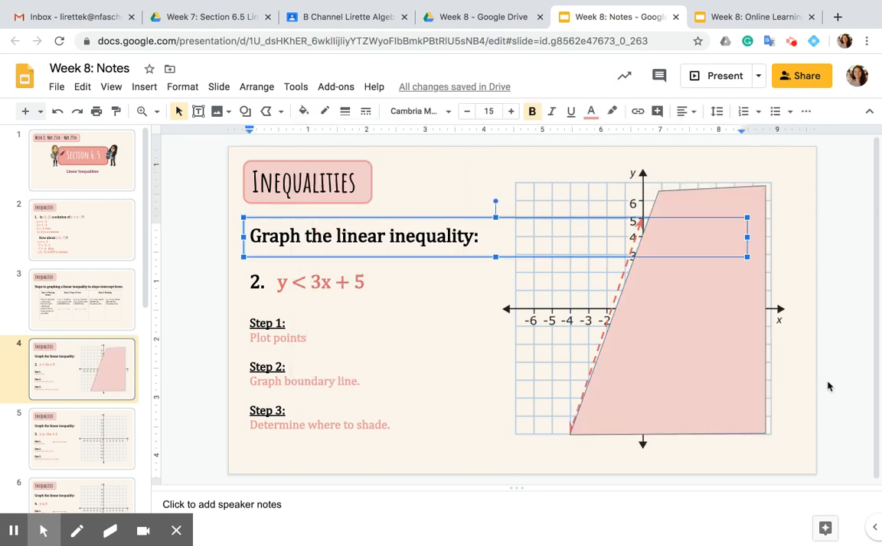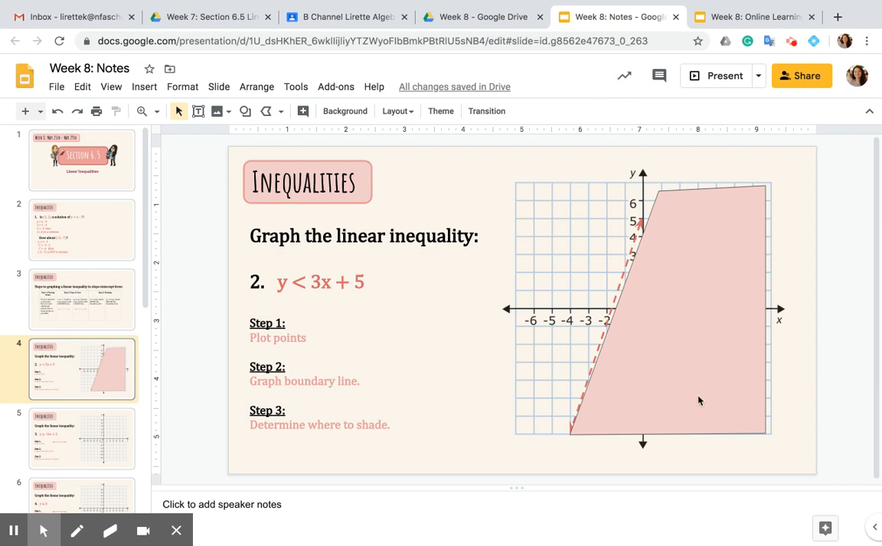So if I was doing this with pencil, I would just color in this entire section of the graph. It would be completely shaded, okay?